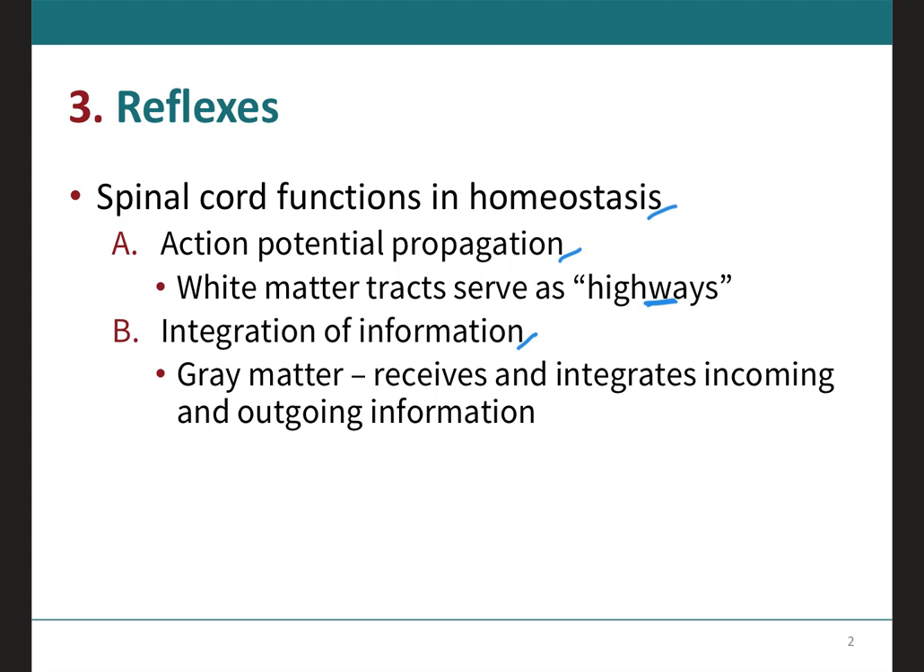If they're sensory, they will go towards the brain, passing by the spinal cord. If they're motor, they will leave the brain and pass through the spinal cord onto effector tissues, which can be either muscles or glands. And the gray matter of the spinal cord will receive and integrate this incoming and outgoing information. So let's look in the next few slides at how this will occur.